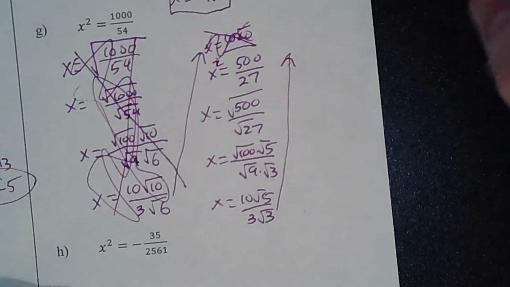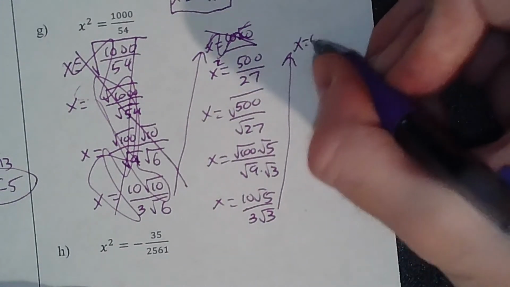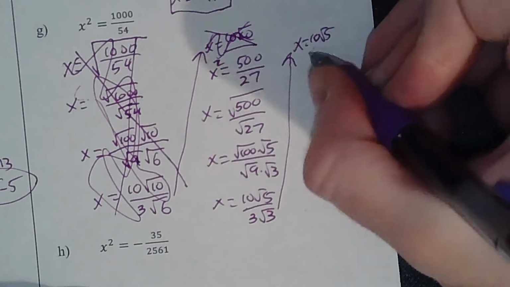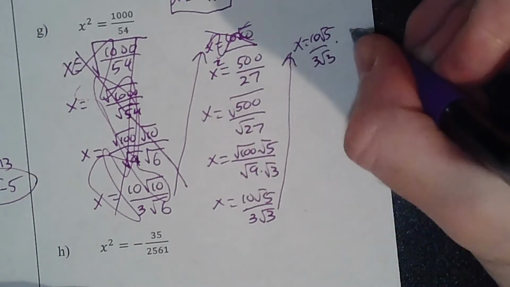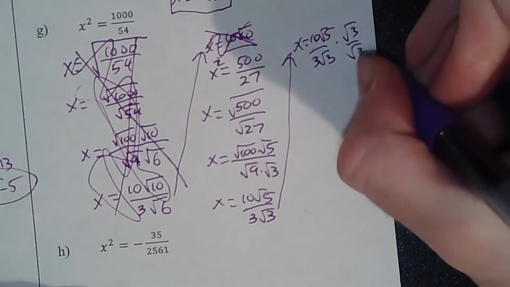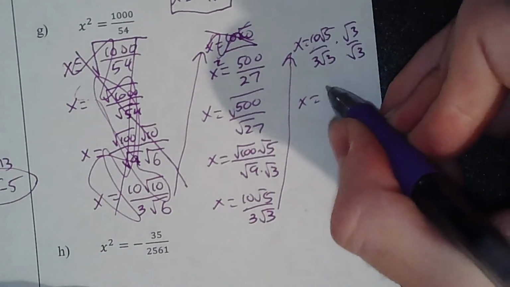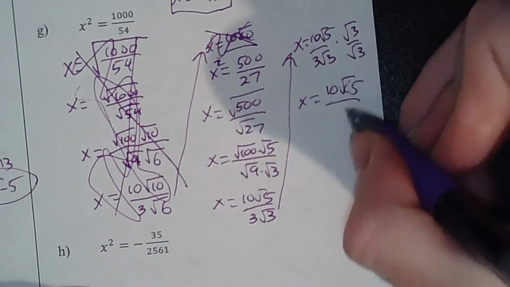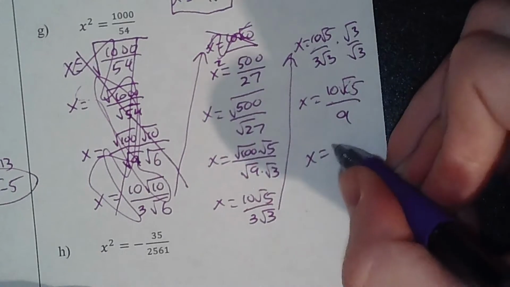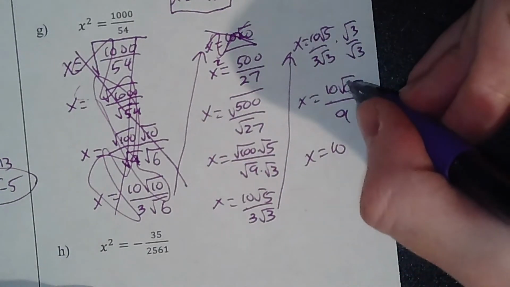Okay, okay. We're actually going to get done this time. So, copy. And now we need to rationalize that denominator. So, rationalizing denominator, square root of 3, square root of 3. We got 10 square root of 15 over 9. Do not forget your negative answer. Otherwise, you did all that work for nothing.